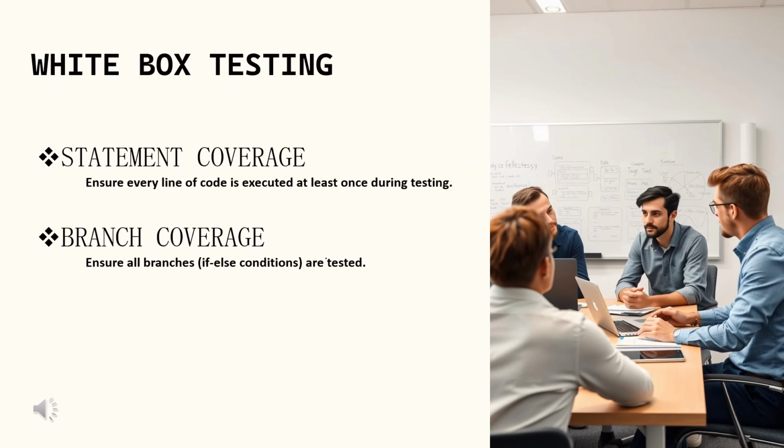So now we are diving deeper into white box testing. We already discussed that white box testing is not only concerned with inputs and outputs, it is also concerned about the state or internal logic. There are two types of white box testing: statement coverage and branch coverage. Statement coverage ensures that every line of code is executed at least once during testing. And branch coverage ensures that all branches, like if-else conditions, are tested at least once.